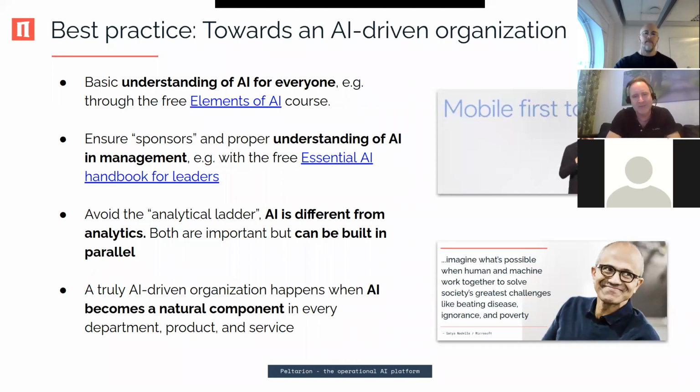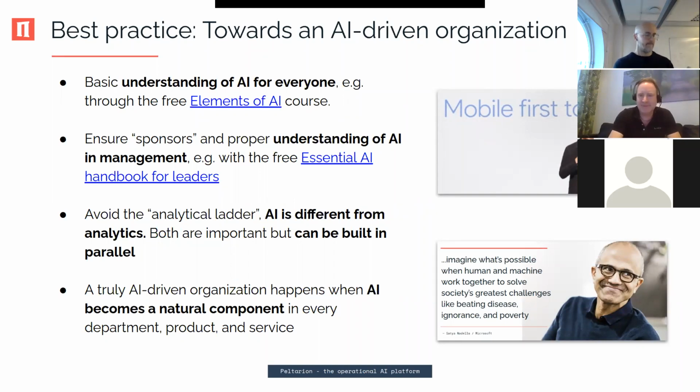You can actually start making use of AI directly, even if you don't have a full-fledged analytics team that can do business intelligence. So keep in mind that AI is different from analytics, and you can do both. Both are important, but you can do them in parallel.